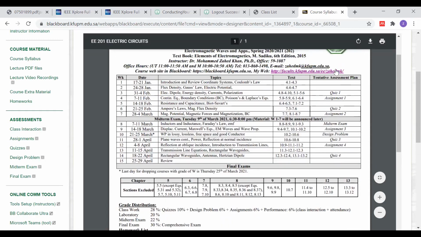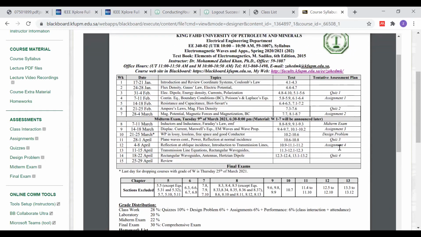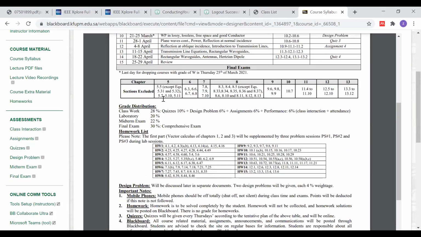And this is the tentative assessment plan. If you can see here, I will inform you if I'm conducting any quiz, I will inform you 1 week in advance. There is a possibility that we move the quizzes or the assignments here, 1 week here and there. Now let's go to the grade distribution.